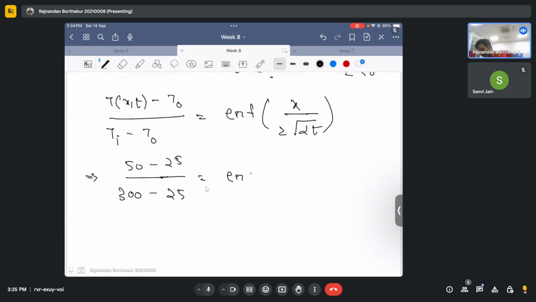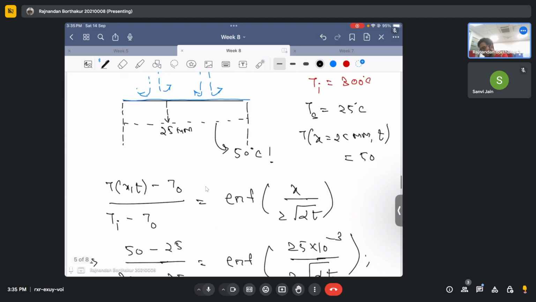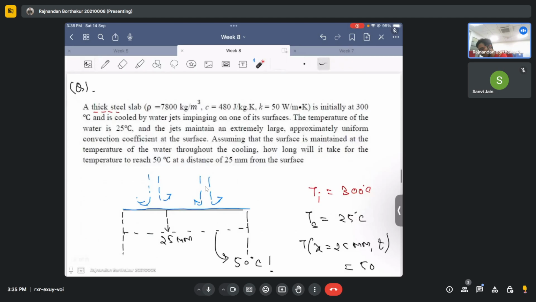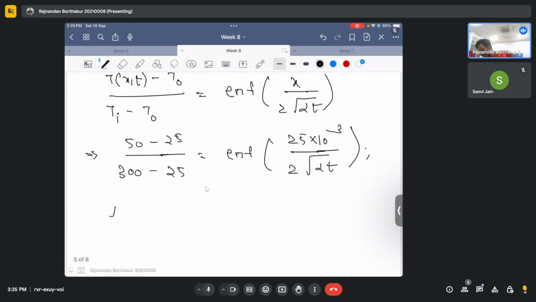And then you know this is the error function of x. The only thing is that you need to write x in meters. So this x becomes 25 into 10 to the power minus 3, divided by 2 times square root of alpha t, where alpha you can just calculate from the given knowledge, because you know rho, you know c, and you know k. So your alpha is nothing but k divided by rho c.